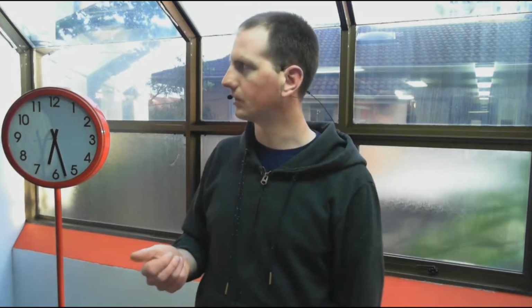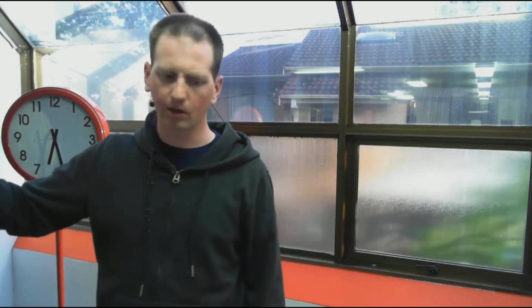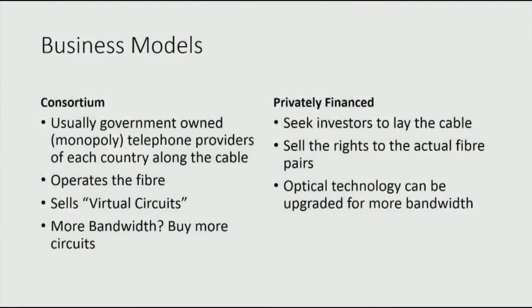Anyway, some investors got together, and they mainly came from this company, which I'll show you in a minute, Telegeography. They worked out that, hang on, we could probably find investors to put up the capital cost of laying down a big cable, and then instead of operating the cable, we'll sell the rights to the actual fibre pairs within the cable to other operators, and then they can put their own technology in at either end.